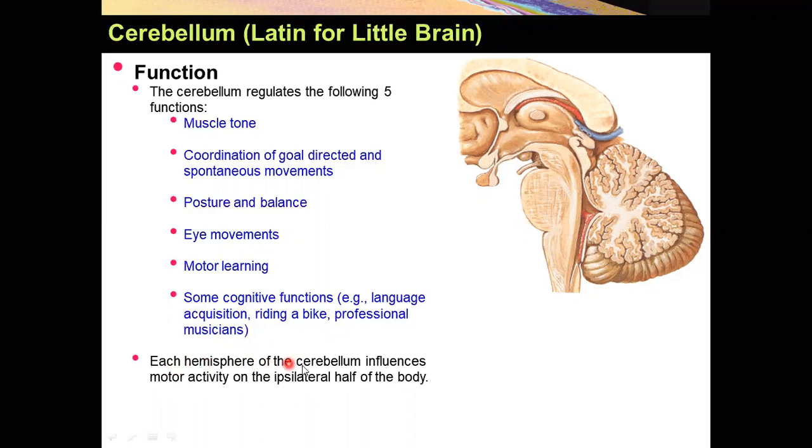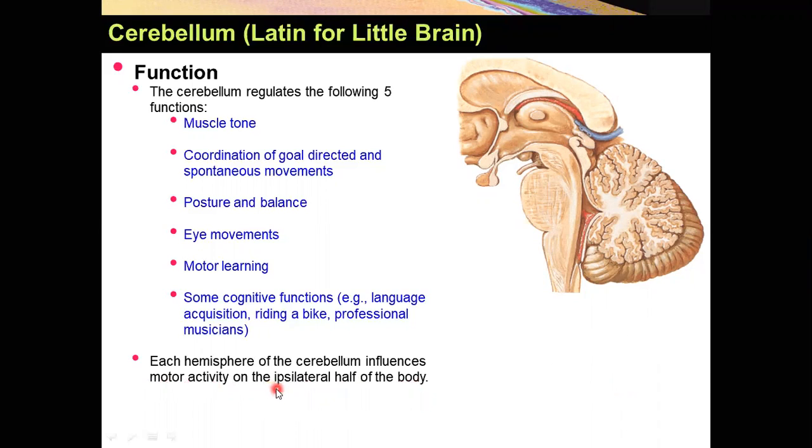And each hemisphere of the cerebellum influences motor activity on the ipsilateral, or the same, side of the body. Now, we know that we have ascending pathways terminating in the cerebellum, the cerebellar cortices. These ascending pathways are called the posterior spinocerebellar and anterior spinocerebellar pathways, which are unconscious or subconscious pathways that terminate in the cerebellum.